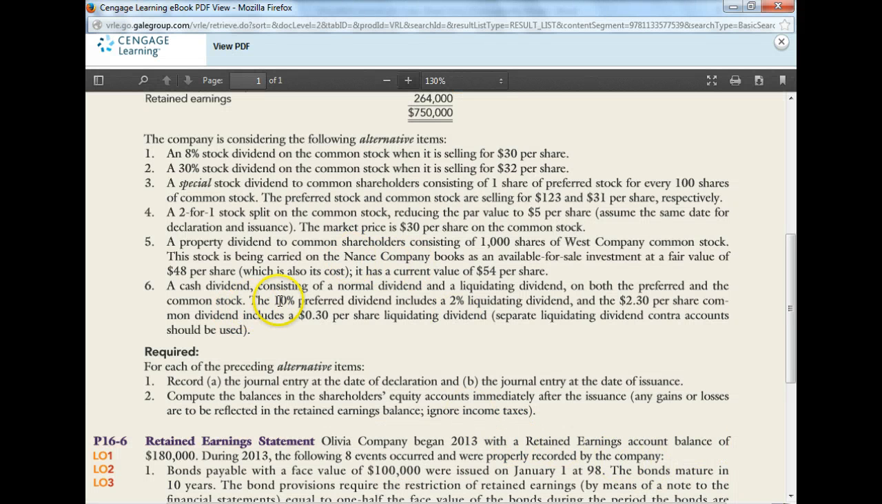So a cash dividend consisting of a normal dividend and a liquidating dividend on both preferred and common. The 10% preferred includes a 2% liquidating, and the $2.30 per share common dividend includes a 30 cents per share liquidating dividend. Do you see how the preferred dividend shows the normal dividend is 8%, and the liquidating portion of this is 2%. The common stock dividend is $2.30. 30 cents of it is the liquidating. The $2 is the common, or the regular.